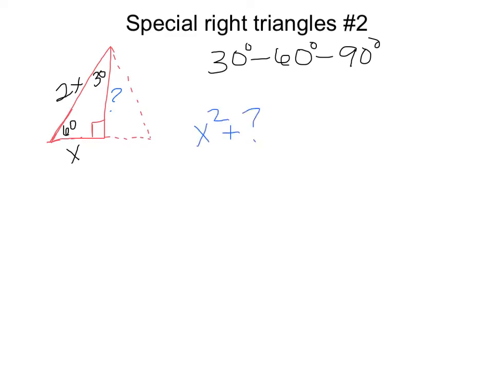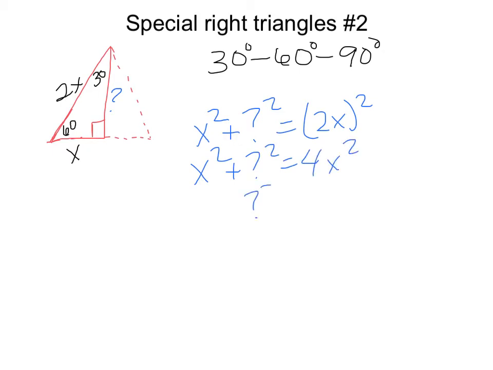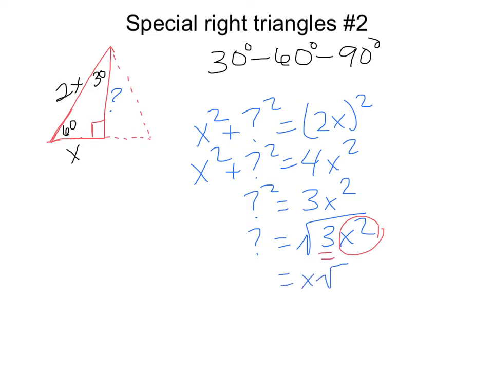x squared plus question mark squared equals 2x squared. So x squared plus question mark squared equals 4x squared, which means that question mark squared is 3x squared. So what we're looking for, that leg there, is the square root of 3x squared. And again, this has a perfect square, this does not. So this is going to equal x root 3. So this side here is x root 3.